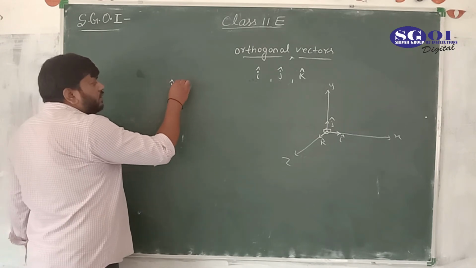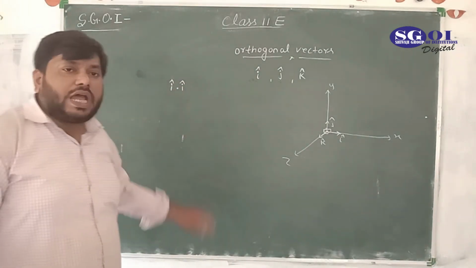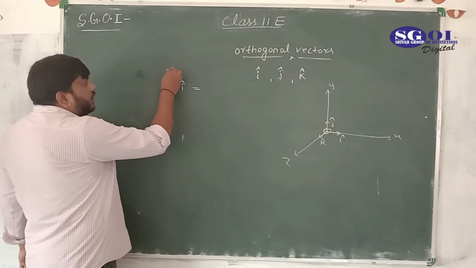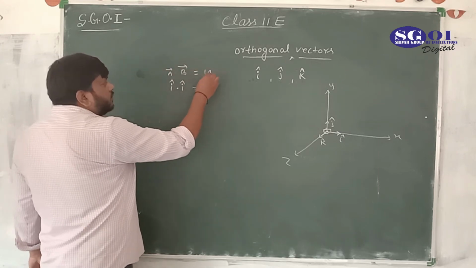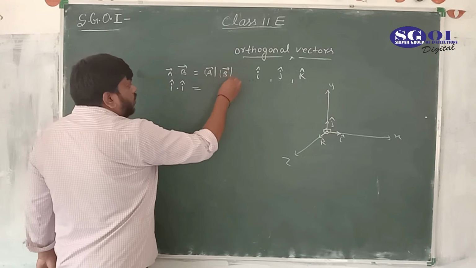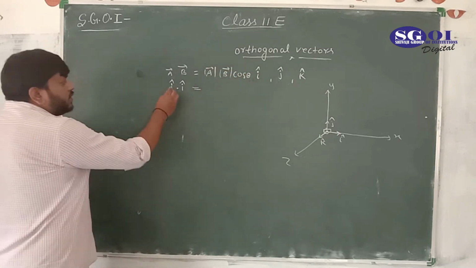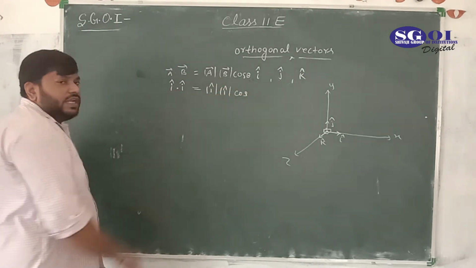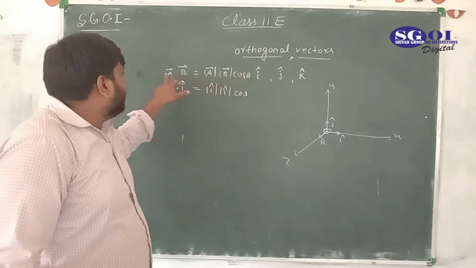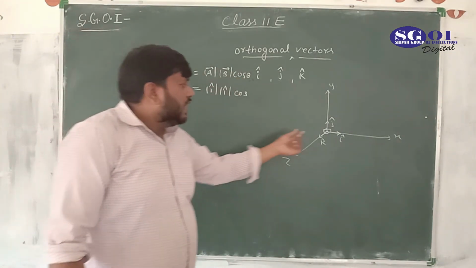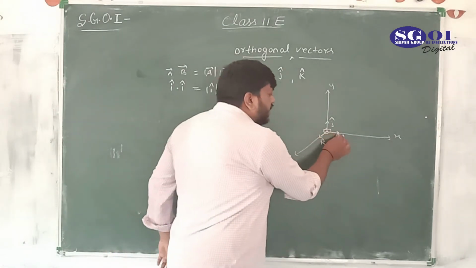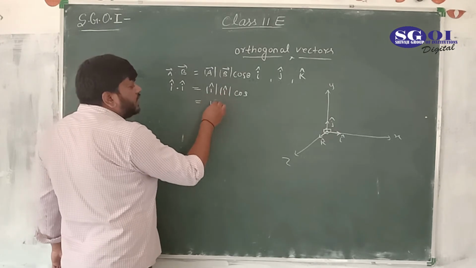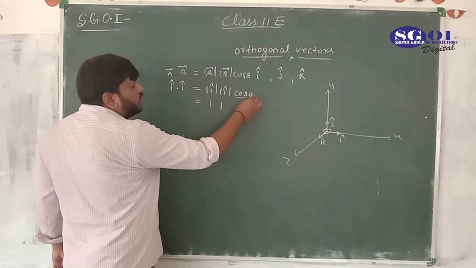Now let's take an example. Suppose we want to find i dot i. What is the result of i dot i? This is A dot B, and as we know, A dot B equals mod A, mod B, cos theta. So what is the magnitude of i? Second, the magnitude of i, cos. What is the angle between i and i? Because theta is the angle between A and B. The angle between i and i is 0. The magnitude of i is 1, the magnitude of i is 1, and cos 0 is also 1.